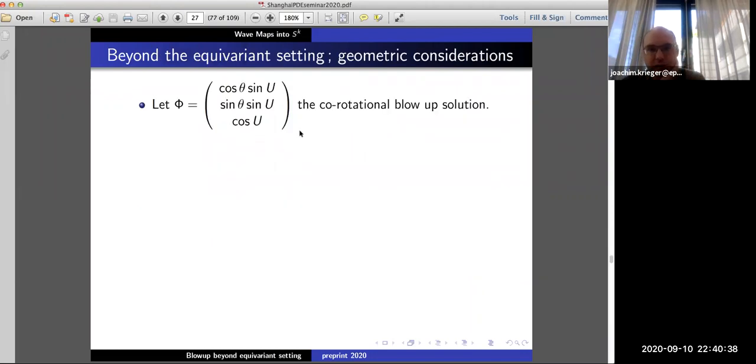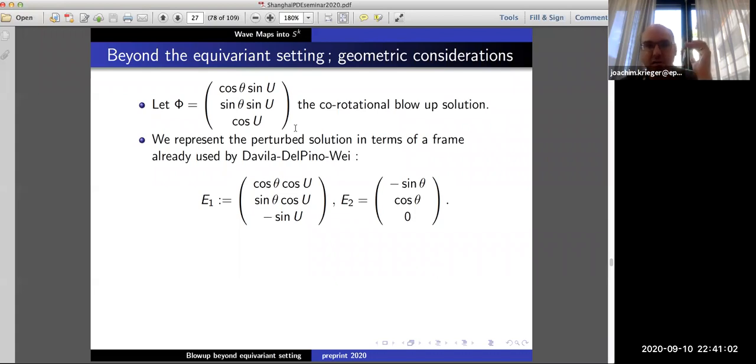Now, how do you try to apply these methods? What kind of difficulties do you encounter when you go beyond co-rotational? The first thing is, of course, you need a good setup, the right coordinates, because this problem becomes vastly more complicated. The problem now is you start with the phi, which is this KST type solution that I was talking about, and you add a general perturbation. The framework that we use comes in part from work by Davila, Del Pino, and Wei, where they express the perturbation in terms of this frame here. This is a frame which is adjusted to describe the tangent space at phi, around the point of your unperturbed solution.